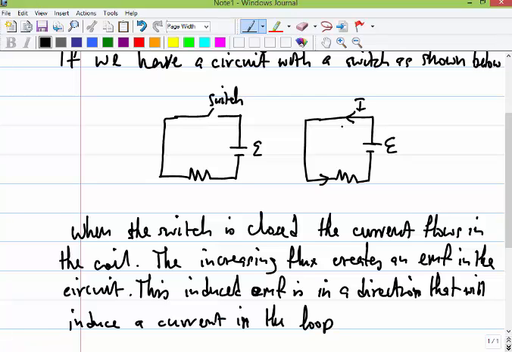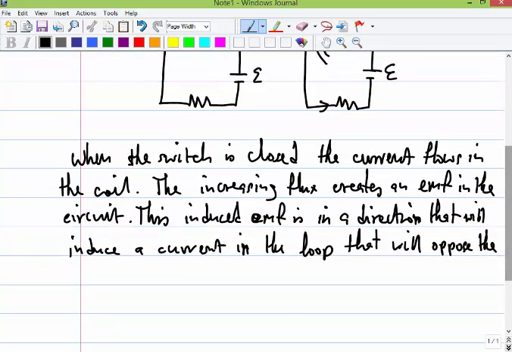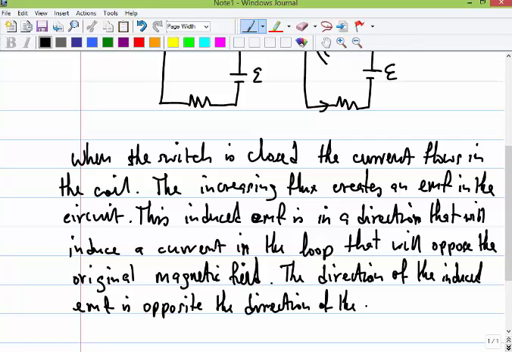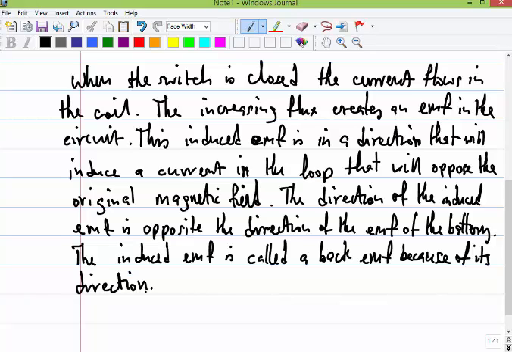This is the current I, and then we're going to have a loop like that, with a magnetic field that way. The induced EMF is in a direction as to induce a current in the loop that will oppose the current flowing. So the direction of the induced EMF is opposite the direction of the EMF of the battery. The induced EMF is called a back EMF because of its direction.